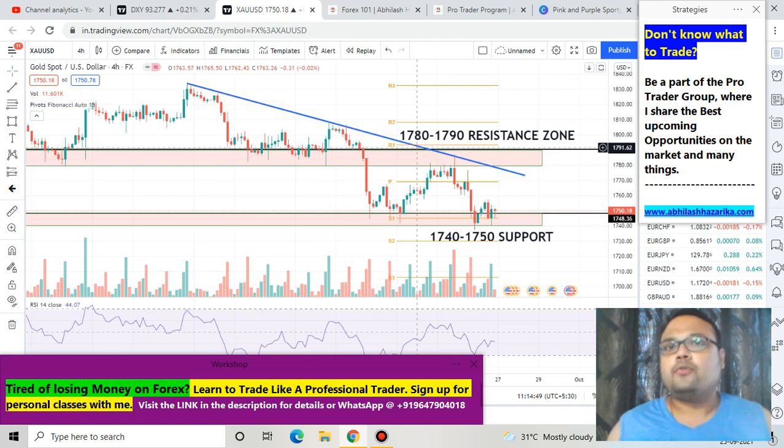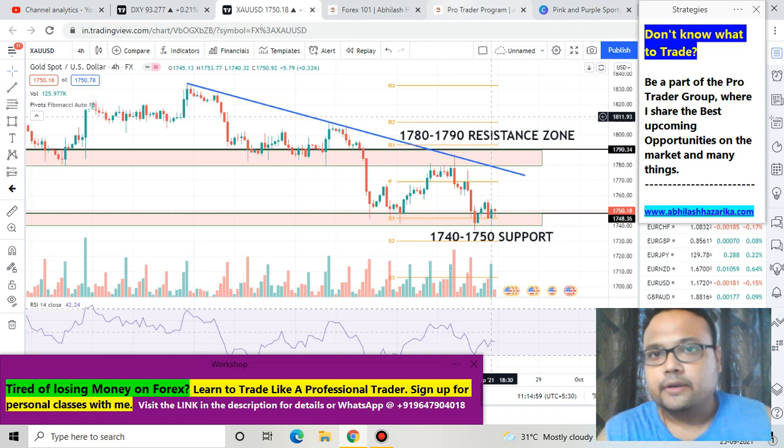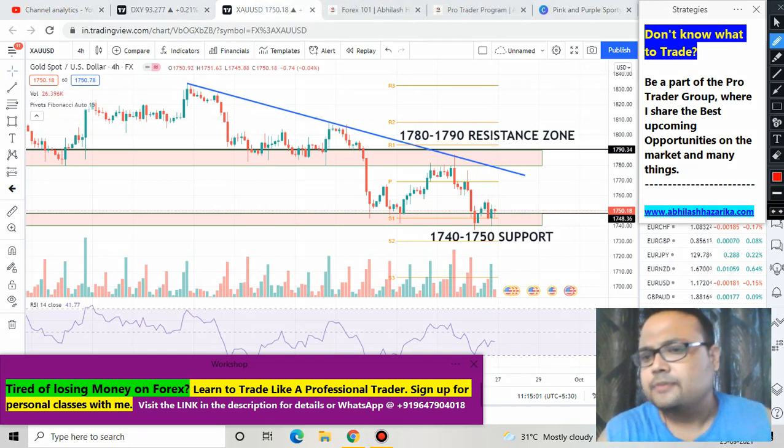So this is the overall structure of the market right now, and we saw yesterday that though the market was struggling near the support zone, somehow it managed to close above the support zone, which clearly gives us the confirmation that 1750 to 1740 is still a very strong support for the market.